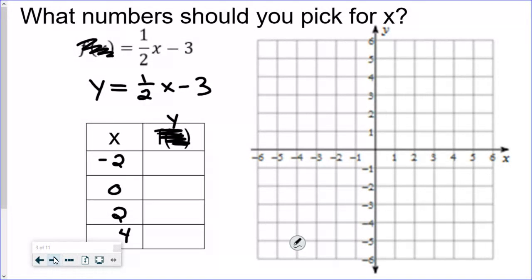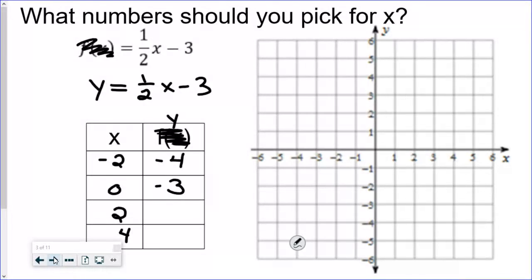Now I'm going to put this in my calculator, and I'm going to do 1/2 times x, which I'm going to say is -2, minus 3. And in my calculator, I get -4. Now don't clear it out of your calculator. Go up and arrow over, and instead of that -2, I'm going to put a 0 minus 3.